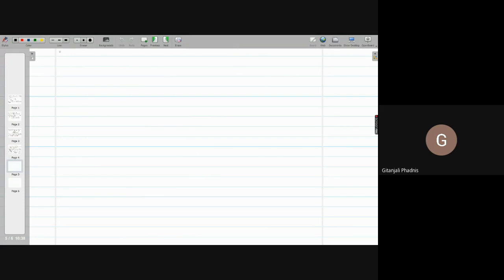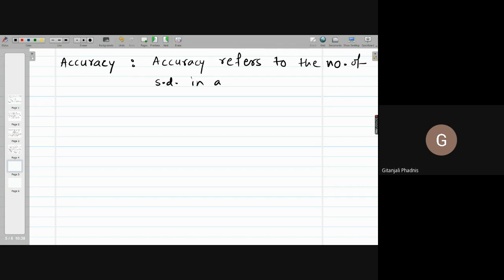Now, let us see what accuracy and precision are. You use these words very frequently. Accuracy. So what is accuracy? Accuracy of a number is nothing but the number of significant digits in a value. So if you are asked to find the accuracy of the following numbers, that means you have to find out the number of significant digits.